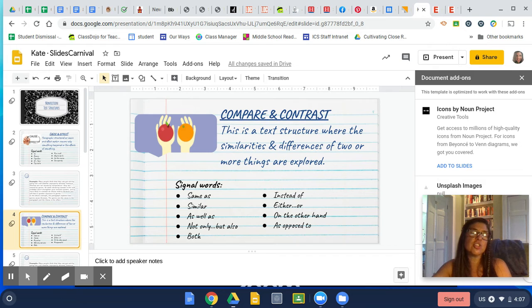So if that's a text structure that you're thinking might work for whatever topic you are going to be writing about, you're going to want to pay attention to this slide and then make sure you look at the mentor text example that's on the next slide. So some signal words: same as, similar, as well as, not only, but also, both, instead of, either or, on the other hand, as opposed to. So again, not only are these words that you might find as a reader giving you a clue to what text structure is used, as a writer, you'll want to use some of those as well.